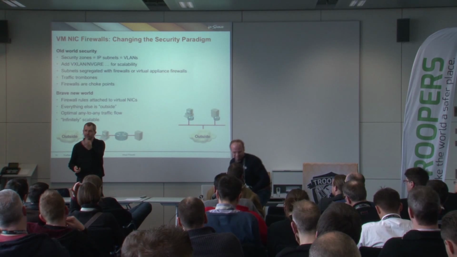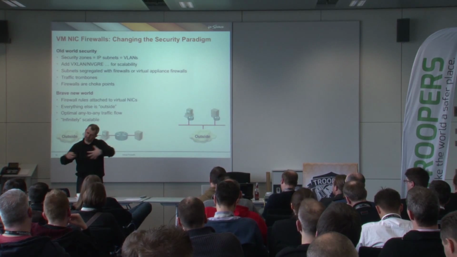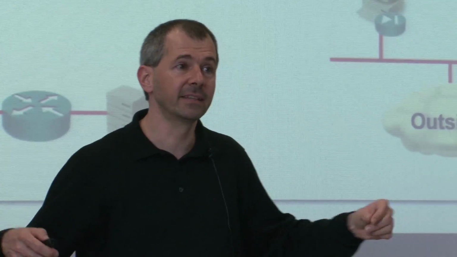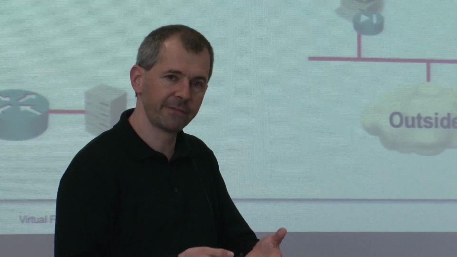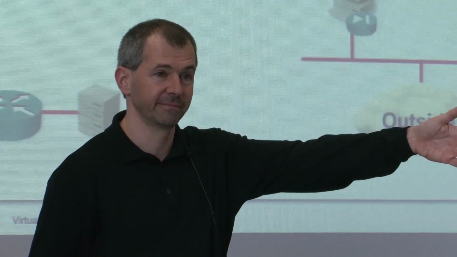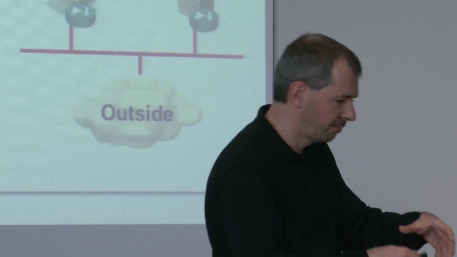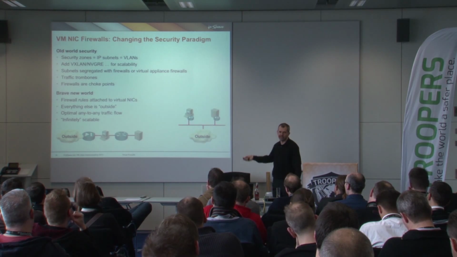Because you just add a few CPU cycles to every virtual machine and you're done. As you scale your compute cluster, your firewall capacity automatically expands. And there is no more tromboning through the physical or virtual firewall. Traffic flows optimally from point A to point B. And the performance hit is always on the virtual NIC, not on some middle box somewhere in the middle. But going from what we know to this new thing may be scary for most people.